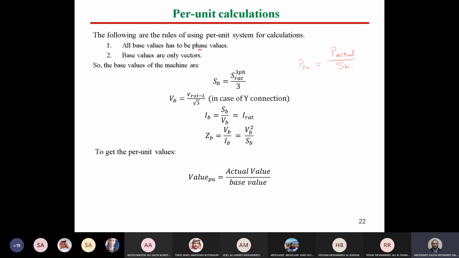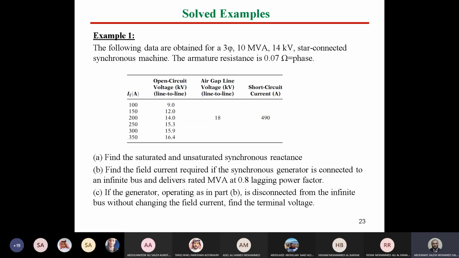Right. What's after getting S base and V base? Now we can start calculating everything. I base equals S base over V base. Z base equals V base over I base, which is equal to, replacing I base by S base over V base, V base squared over S base. So for any value we need to get the per unit, per unit value equals actual value over the base value. This is the solved example regarding the parameter calculations, and we will skip it as well.